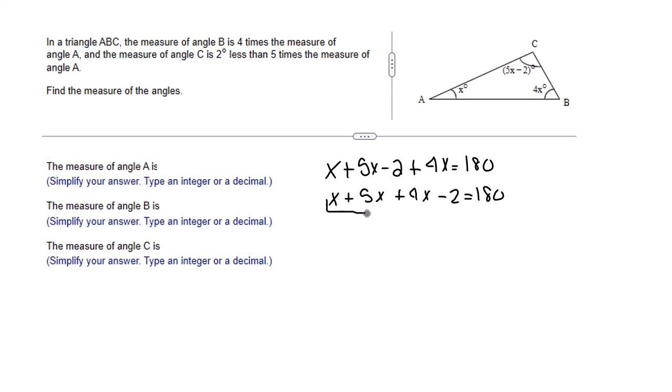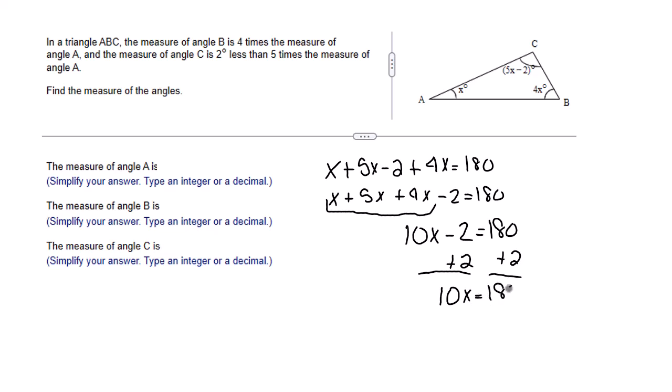Let's combine like terms. X plus 5x is 6x. 6x plus 4x is 10x. That gives us 10x minus 2 equals 180. All right. I need to get 10x by itself, so the opposite of subtracting is adding. I'm going to add 2 to both sides of my equal sign. This gives us 10x equals 182.